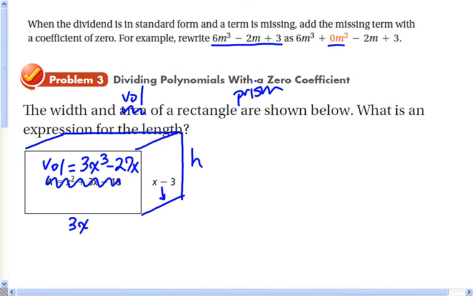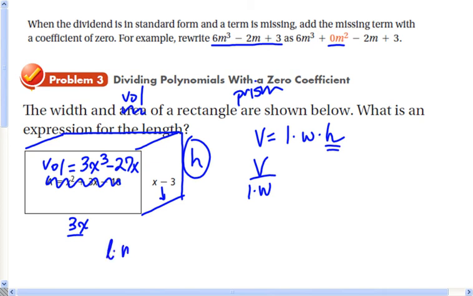Okay, so basically the volume is equal to length times width times height, and I want to find the height. So the height is equal to the volume divided by the length times the width. And the length times the width would be 3x times x minus 3. And that's 3x squared minus 9x. And I need to divide the volume by that. So what I'm going to do is set up my long division now.